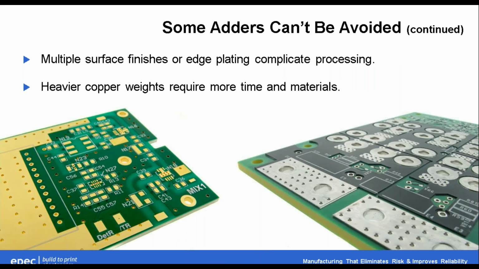Again, continuing with some adders can't be avoided. Things like multiple surface finishes or edge plating complicate the processing, add material costs and so forth, a little extra time. Heavier copper weights also require more time and materials, mostly plating time, but there are other costs involved there too.